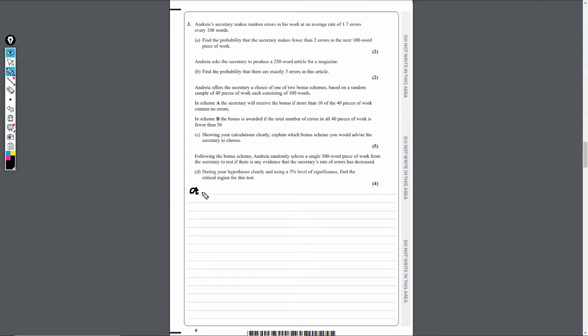We've just got to work out a probability. We're told the average rate of errors is 1.7 for every 100 words. The question asks us to find the probability that the secretary makes fewer than 2 errors in the next 100-word piece of work. So if I say X is a Poisson distribution, my average is going to be 1.7, because we're looking at the next 100-word piece of work. So my average rate stays the same. Now all I've got to do is work out the probability that X is less than 2.